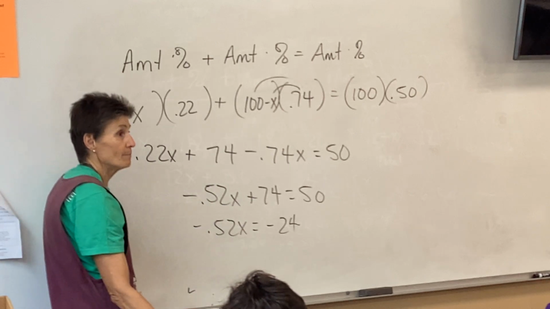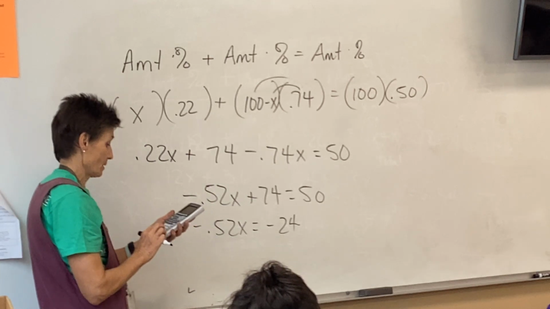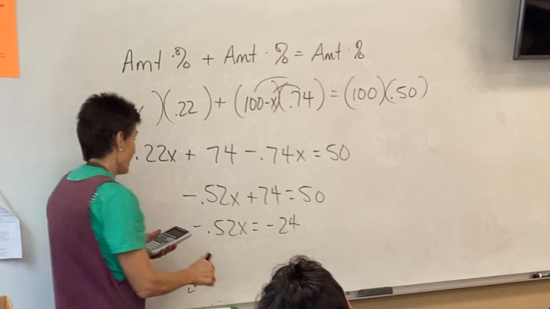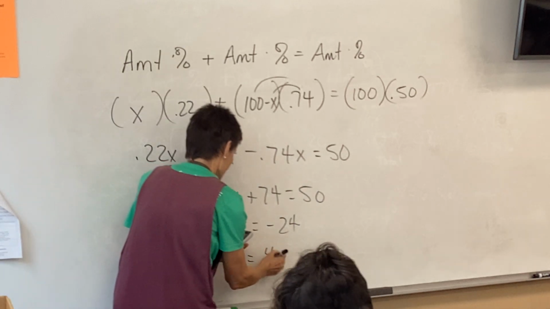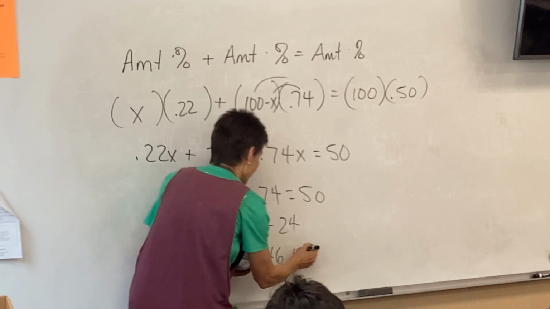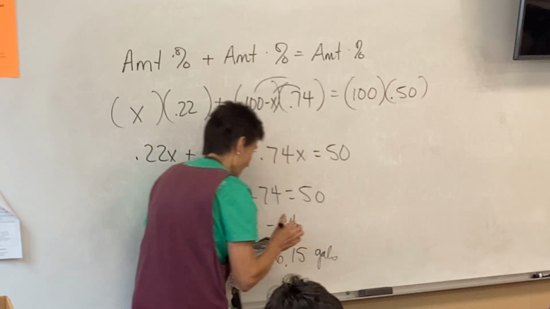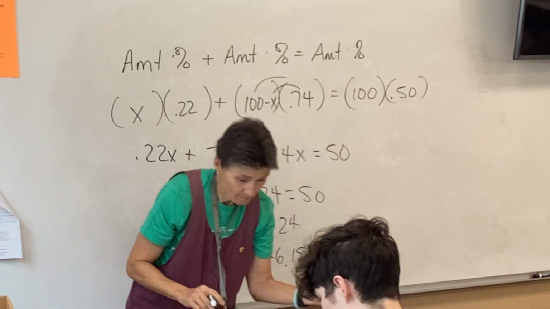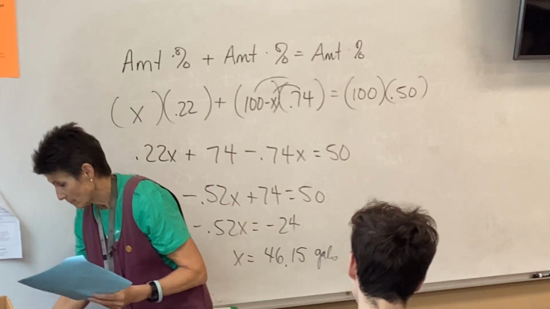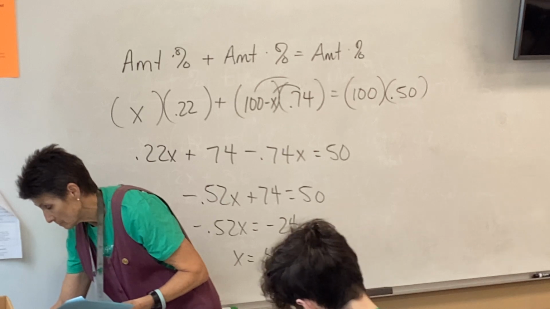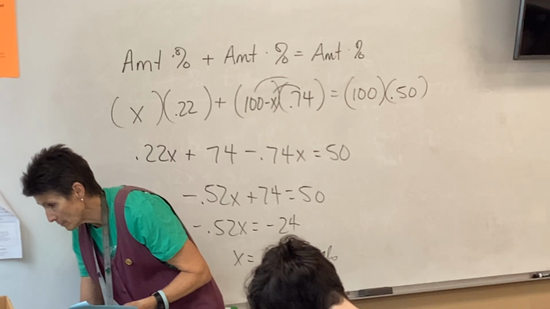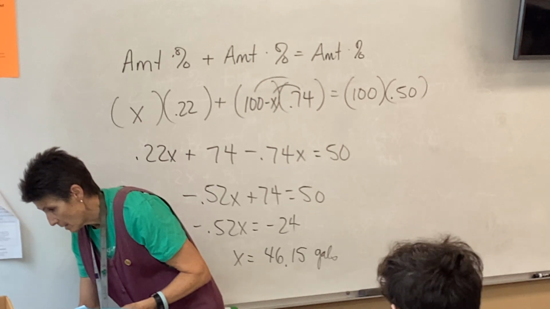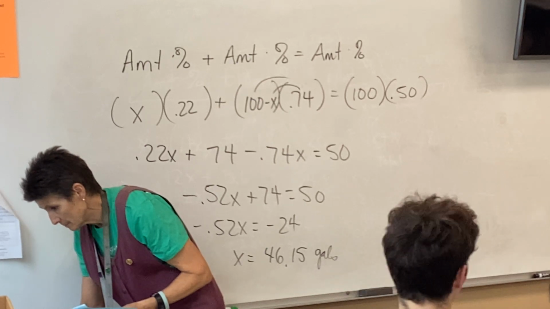And then divide. And I got 46.15 gallons if I round off to the nearest hundredth. Did I round off correctly? Yes. Did I round off right, guys? Yeah, you did. Okay. I'm going to put this in my appendix here.